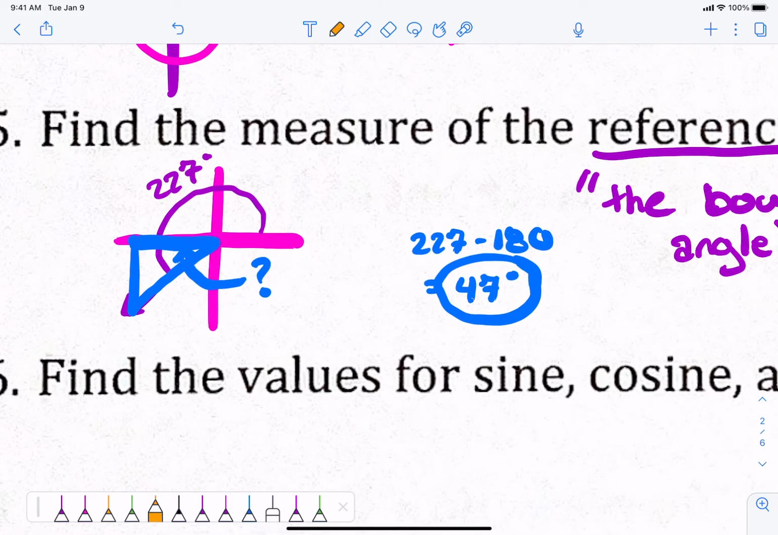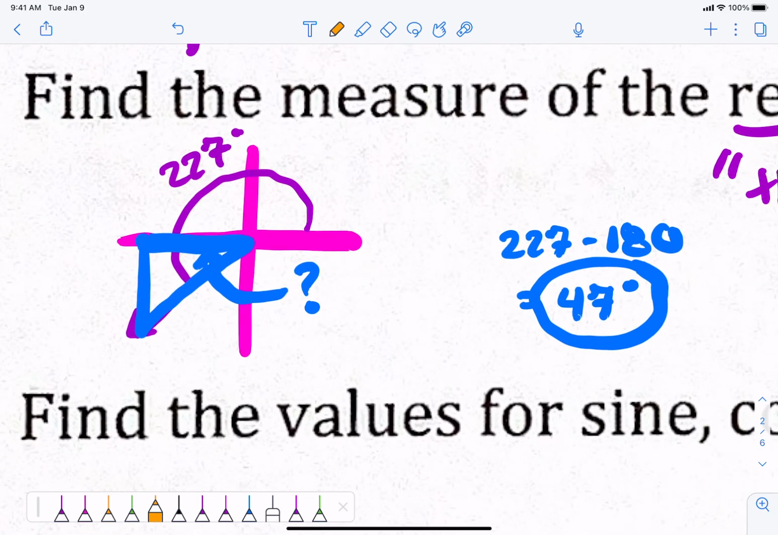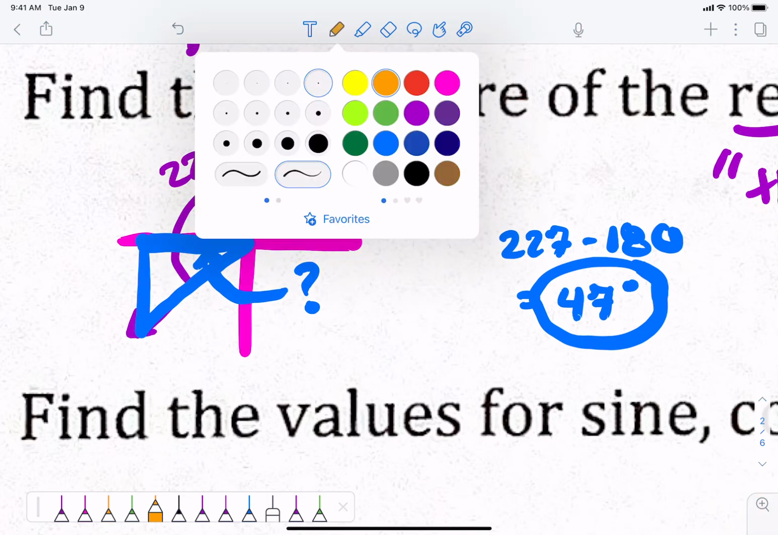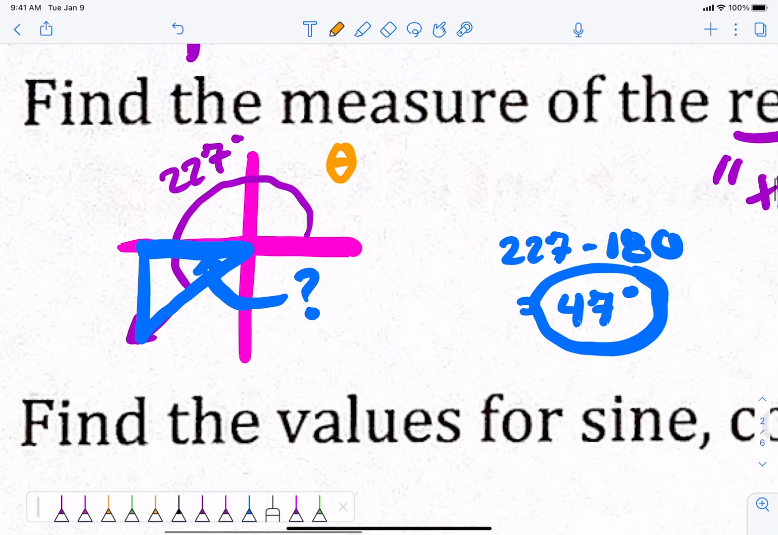Okay, now let's do a little cheat sheet over here for reference angle. Ready? Okay. In the first quadrant, the reference angle is just a regular angle, right? Because he's just the bow tie. I'm trying to make that a theta and make it look decent. My pen is too thick, I think.